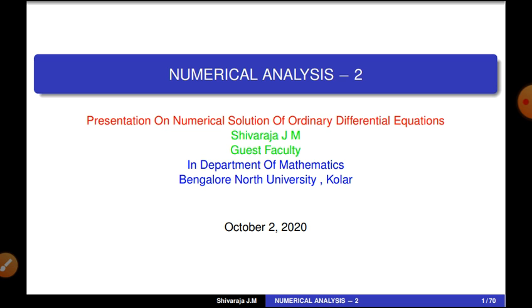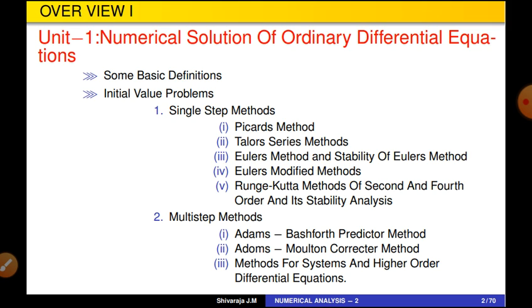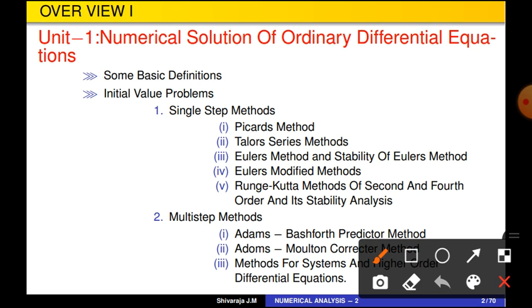So, in numerical analysis 2, the first unit is how to solve ordinary differential equations using numerical methods. So, let us see what is there in the first unit. In the first unit, let us see some basic definitions related to ordinary differential equations and how to solve the initial value problems. To solve the initial value problems, two types of methods are there. One is the single step method, another one is the multi step method.